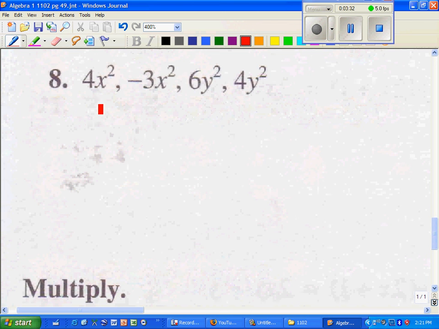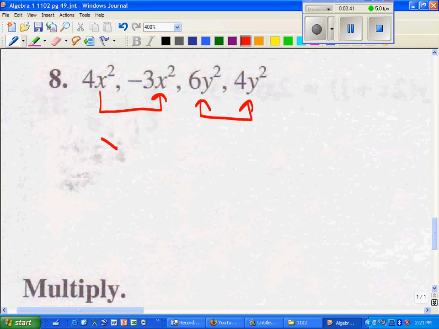So here like terms are the x squares and the y squares. So I'm going to combine them. 4x squared minus 3x squared is just x squared, and 6y squared plus 4y squared is a positive 10y squared. When there's no sign, that means that they're positives. When there's a sign like here, it's telling me it's a negative.